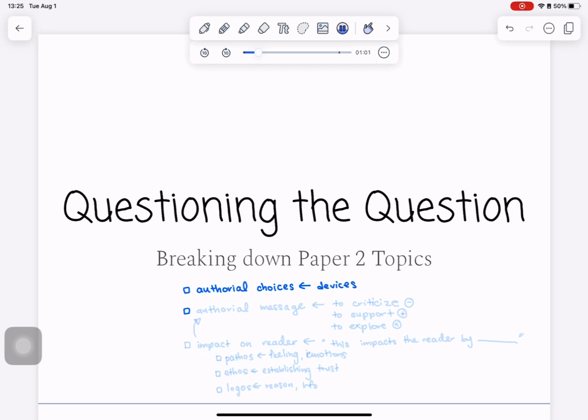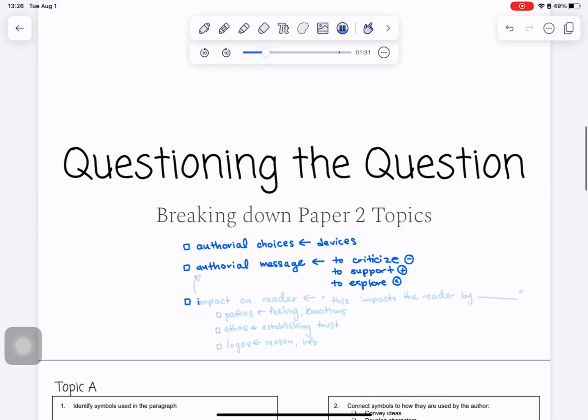Two, you are supposed to find the authorial message, so what they want to say. An example of this would be to criticize something, or to support something, or to explore something. Explore would be neutral, support would be positive, and criticize would be negative. You can use other words, of course.